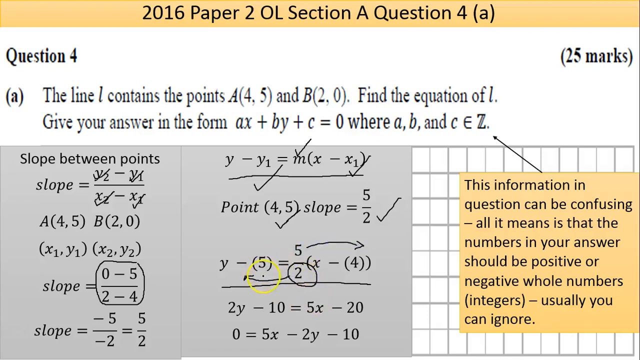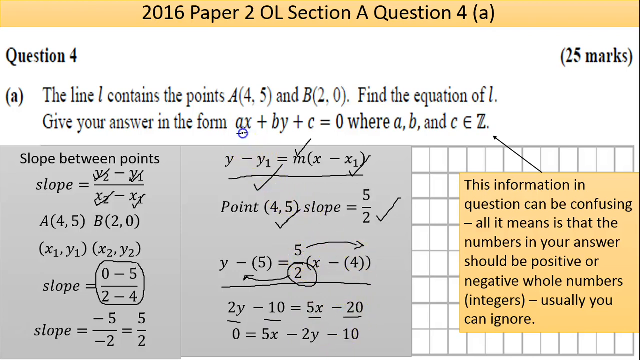Now, what I could have done alternatively is multiplied across by 2 to cancel the 2 on the bottom. That's a perfectly valid strategy. It will always work, and it's using the fact that I multiplied across by 2, but just not having to do that step. But if I do that, 2 times y is 2y, 2 times minus 5 is minus 10. Now the 5 goes this direction, 5 times x is 5x, 5 times minus 4 is minus 20.